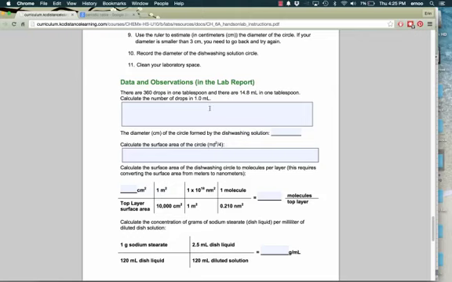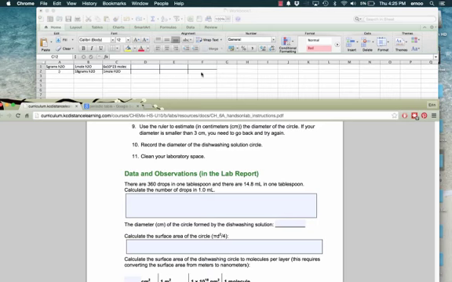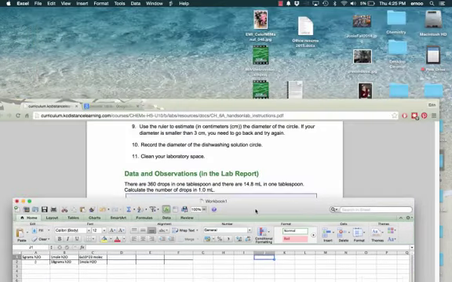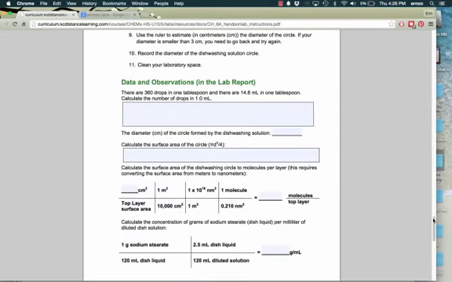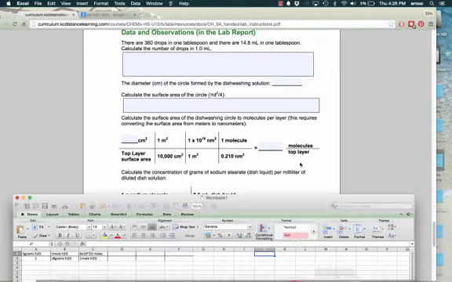Now, this is a little different. We're doing drops, tablespoons, and milliliters. So we know that there are 360 drops in 1 tablespoon, and there are 14.8 milliliters in 1 tablespoon. So I'm just going to write myself a little key here. Let's scroll so this is easy for me to see when I have 2 things open.